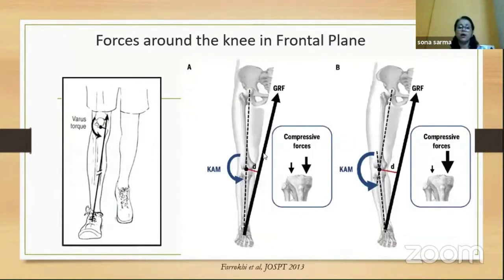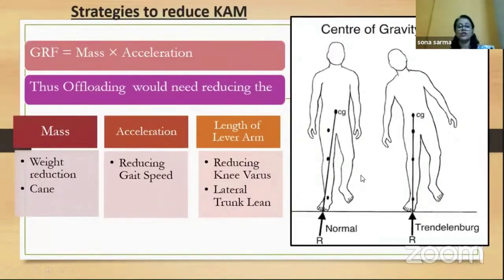So we already know about the forces which are acting at the knee in the frontal plane, where we have a knee adduction moment, which is there even in neutral alignment, which increases the loads on the medial compartment. And with the varus knee, the knee adduction moment increases because the ground reaction force moves further away from the center of the joint, and this increases the loads on the medial compartment manifold. So all strategies to reduce the knee adduction moment, like this lateral trunk lean, are going to be used by the patient, and in the long run, this helps to delay the progression of the disease also.